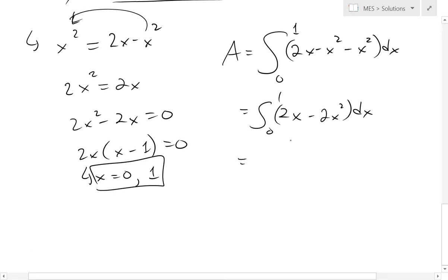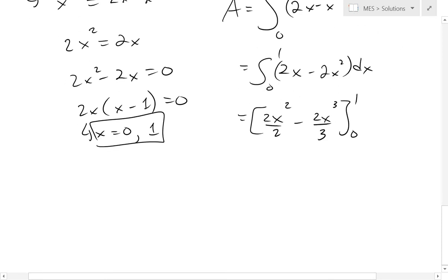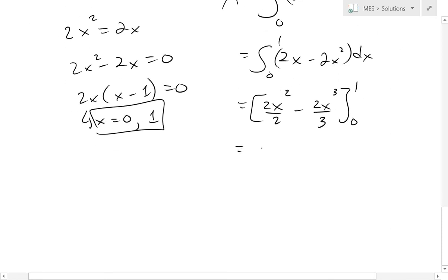Now the integral of 2x is going to be x squared. This is 2 over 2. You always just raise the power and divide by that new power. And then for 2x squared, we get 2x cubed over 3. So we just raise the power and divide by that power. This is from 0 to 1. Now when we plug in 1, we get 1 minus 2 over 3, and then minus, when we plug in 0, that's just 0 on both sides. And 1 minus 2 over 3 is just 1/3, and that is the area.